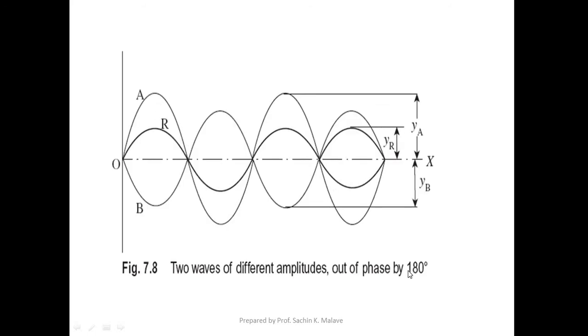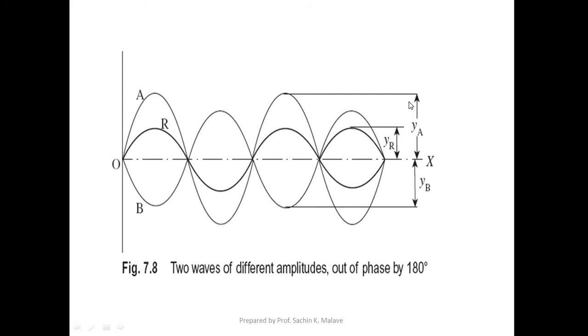Now we will see what happens when the two waves are out of phase. When the two waves are out of phase, as you can see here, the two waves are of different amplitudes. So wave A and wave B, as you can see, both the waves have started with a phase difference of 180 degrees, and their amplitudes are different.